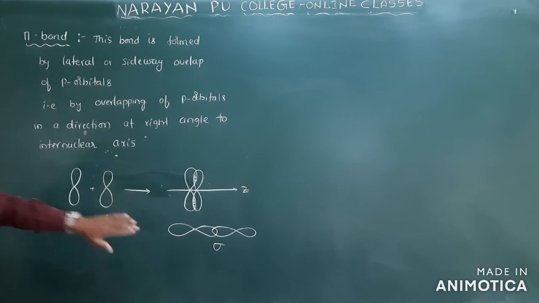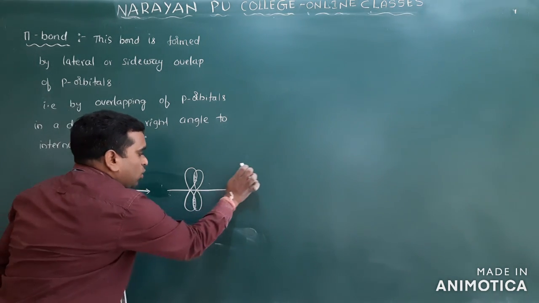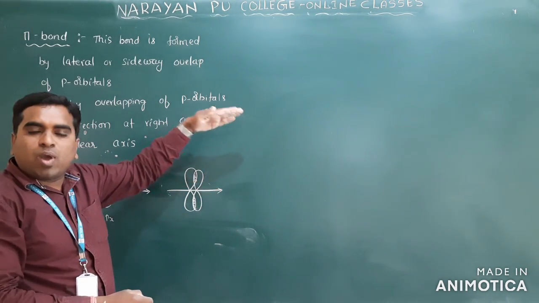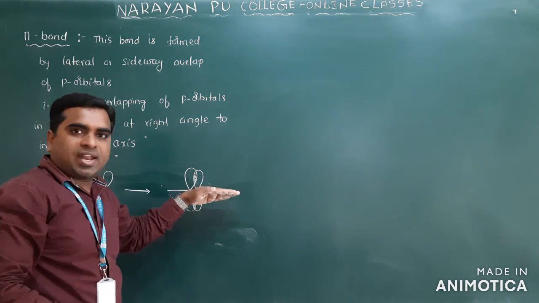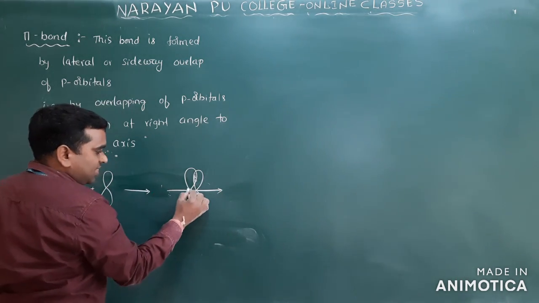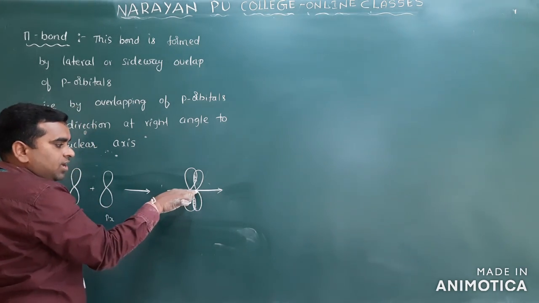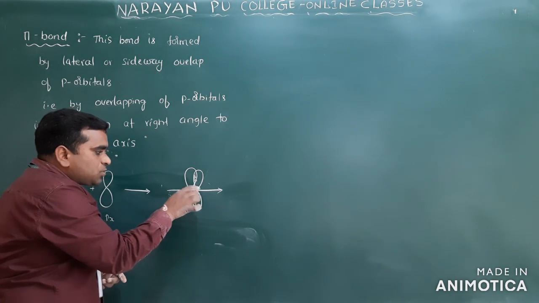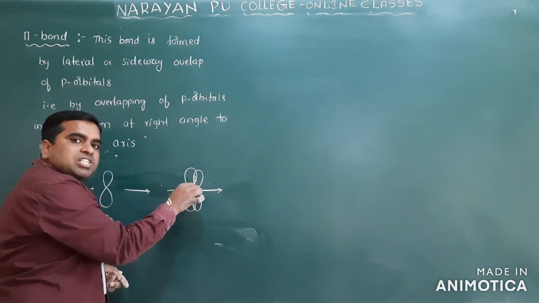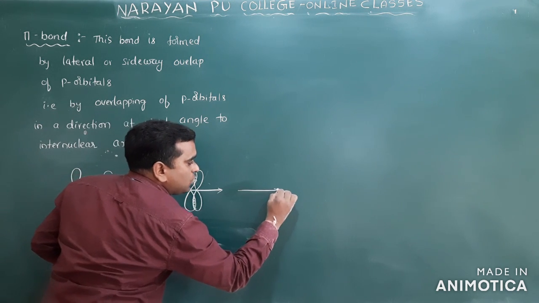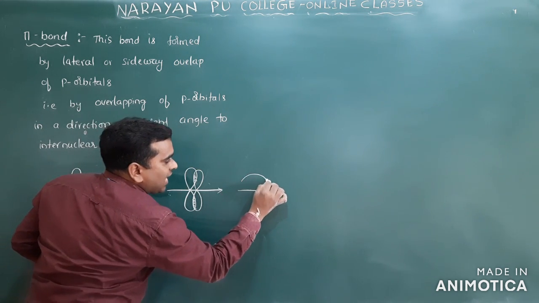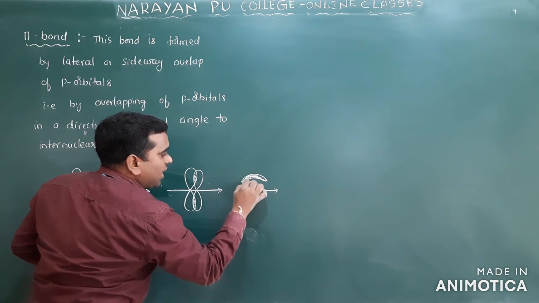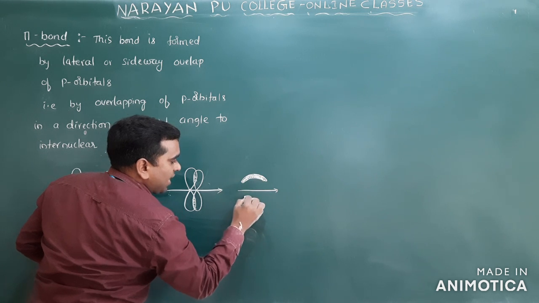Pi bond. So in this pi bond, if you see, the electron density is placed above and below the internuclear axis. Clear? You know that these are nodes. Nodes mean the probability of finding an electron is 0, so at this point electron density will be 0. Due to this overlapping, electron density will be above and below the internuclear axis.